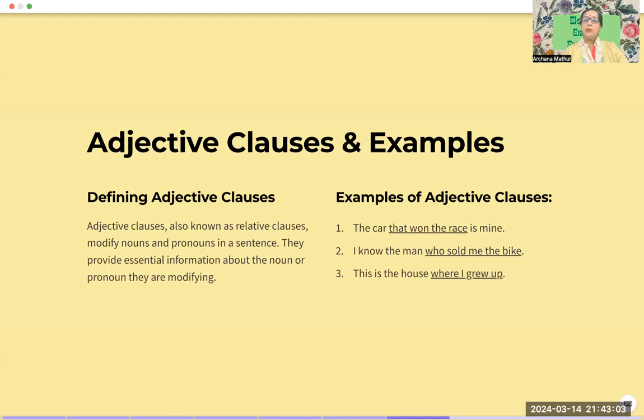I know the man who sold me the bike. I know that tall man. I know that fat man. I know that hardworking man. So all of these adjectives can be replaced by this clause, who sold me the bike.